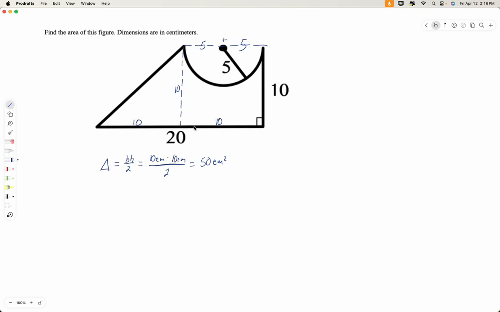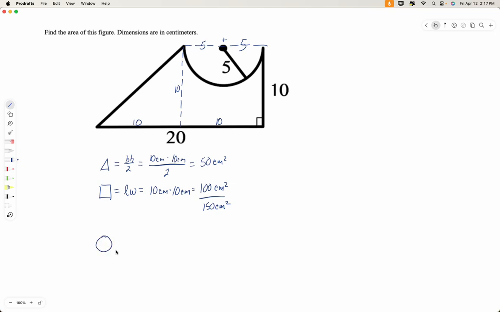Now we have a rectangle with a half of a circle taken out of it. So what we need to do is find the area of the rectangle here and then subtract the half circle. So let's do that. This rectangle would be 10 by 10. It's actually a square because it is the same by the same. So we know that's length times width. So 10 centimeters times 10 centimeters is 100 centimeters square. So now we have the total area if this line were straight across. That would be 150 centimeters square. But we have to subtract this half circle.